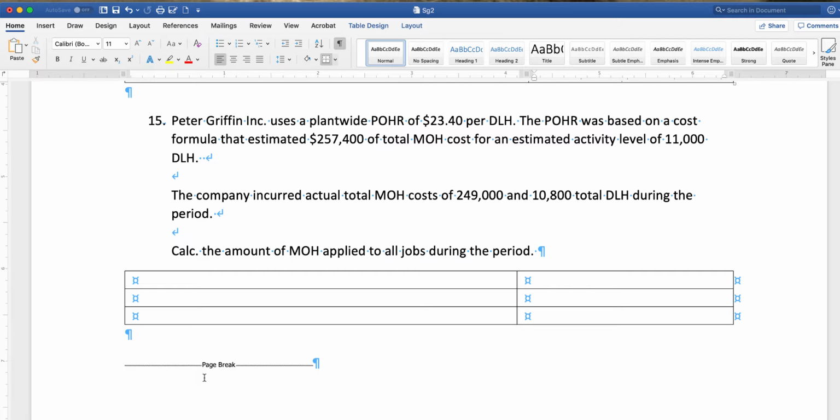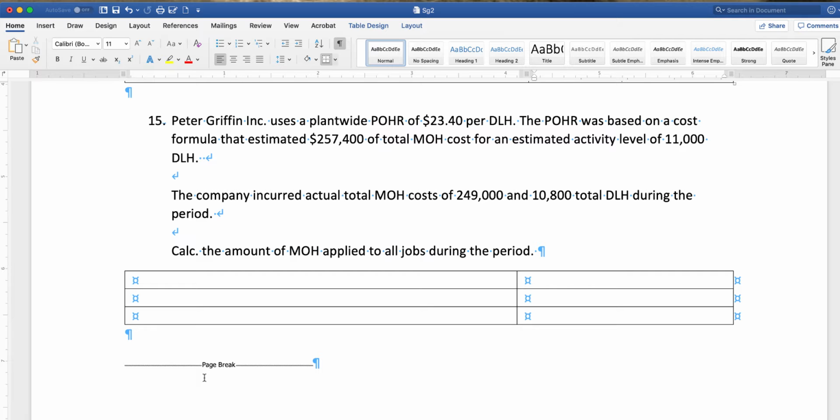All right. Peter Griffin Incorporated uses a plant-wide predetermined overhead rate of $23.40 per direct labor hour. The predetermined overhead rate was based on a cost formula that estimated $257,400 of total manufacturing cost for an estimated activity level of 11,000 direct labor hours. The company actually incurred total MOH costs of $249,000 and $10,800 worth of direct labor hours during the period.